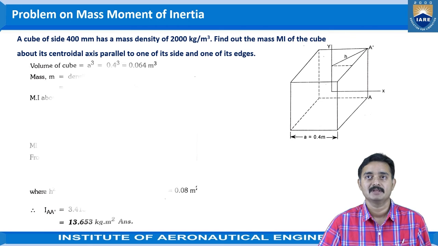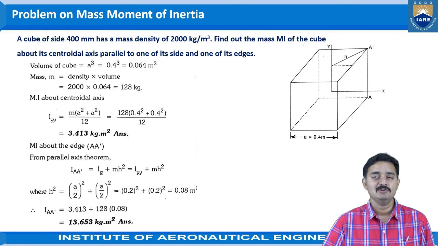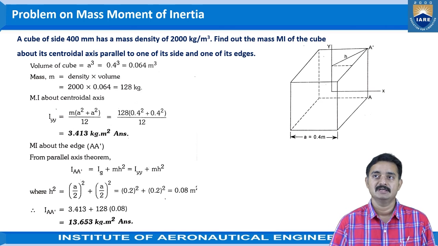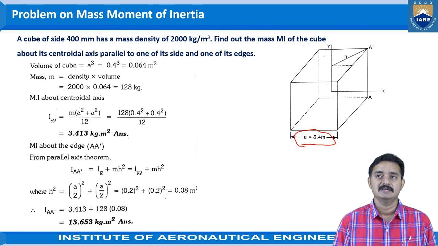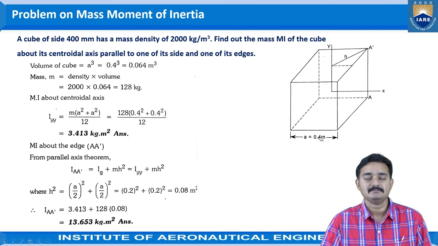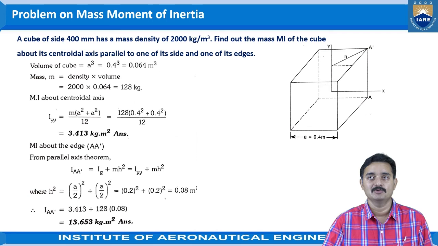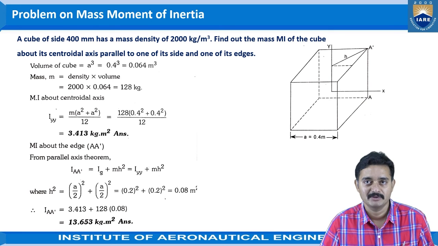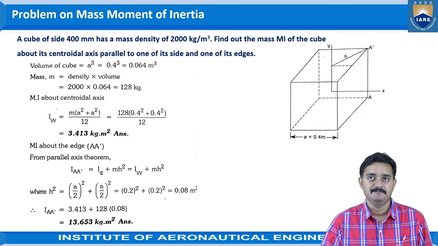Let us solve the problem. Here you can observe the volume of the cube is A cube. The value of A, the side, is given as 0.4 meter. So the volume of the cube will be obtained as 0.4 cube, the value is 0.064 meter cube. Then the mass of the cube can be identified as M is equal to density into volume. The density value is given as 2000 kg per meter cube. So substituting the values, 2000 into 0.064, we obtain 128 kg.